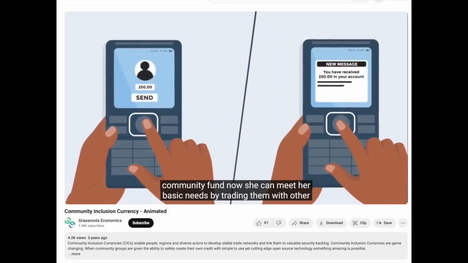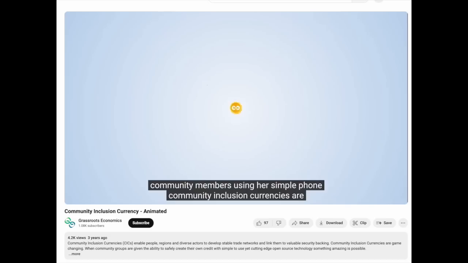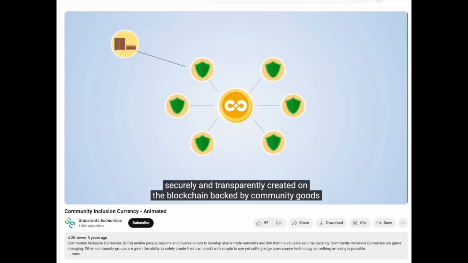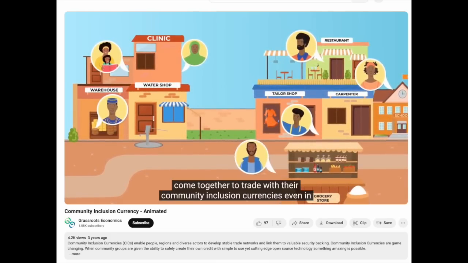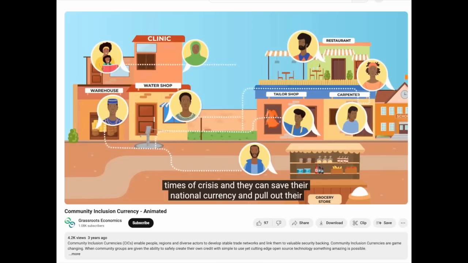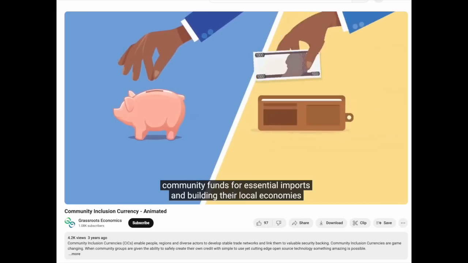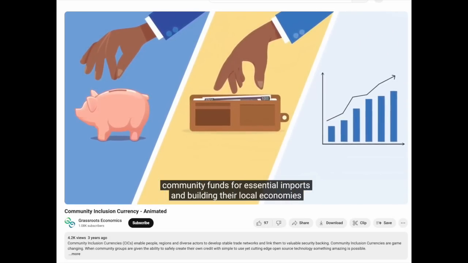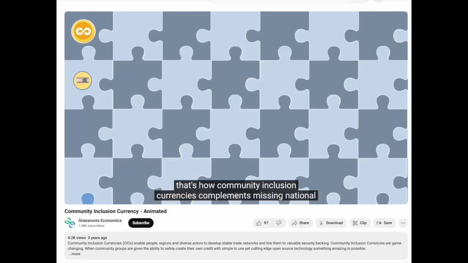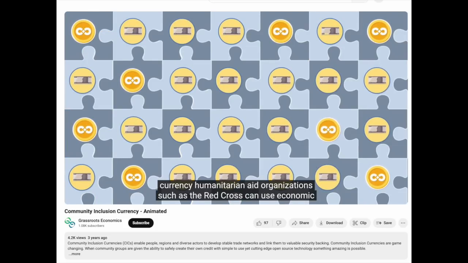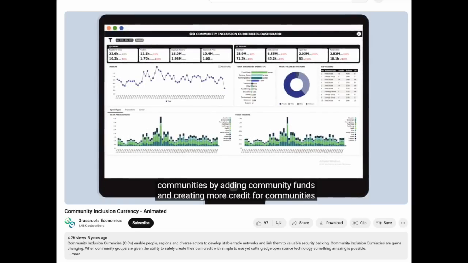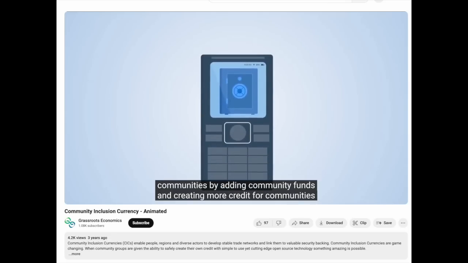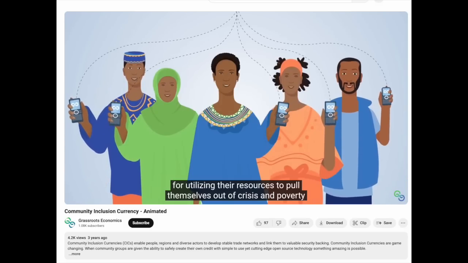Now she can meet her basic needs by trading them with other community members using her simple phone. Community inclusion currencies are securely and transparently created on the blockchain, backed by community goods and services. Songa and others who have limited resources can come together to trade with their community inclusion currencies even in times of crisis. And they can save their national currency and pull out their community funds for essential imports and building their local economies. That's how community inclusion currencies complement missing national currency. Humanitarian aid organizations, such as the Red Cross, can use economic data to better understand local economies and support vulnerable communities by adding community funds and creating more credit for communities in need. Powerful tools for utilizing their resources to pull themselves out of crisis and poverty.